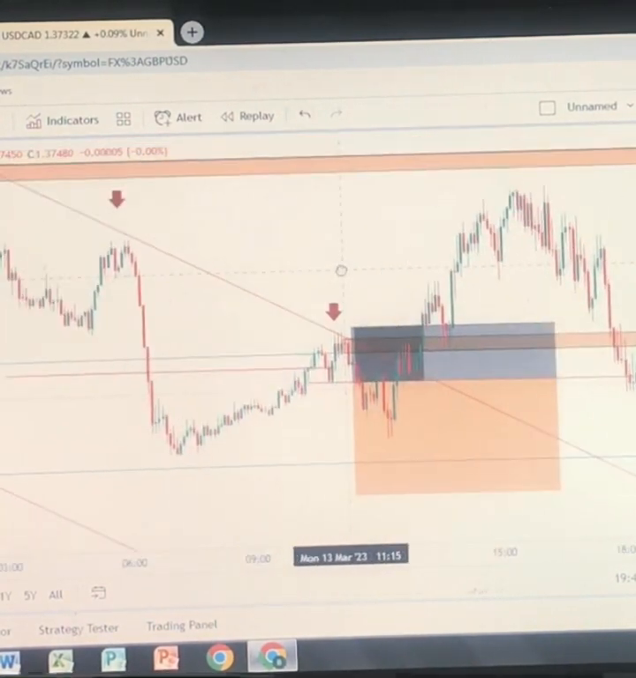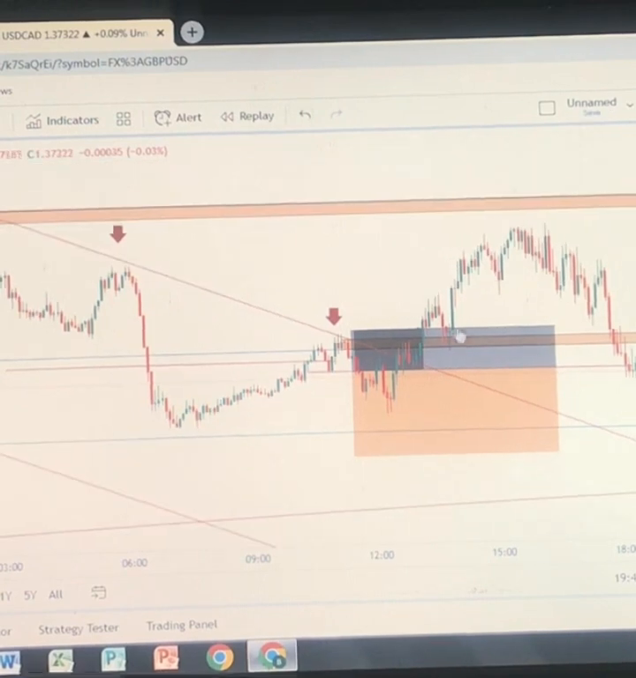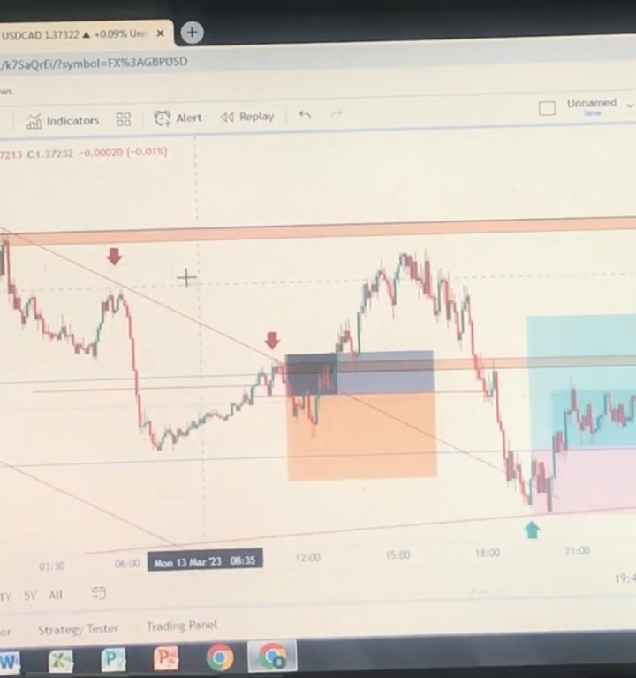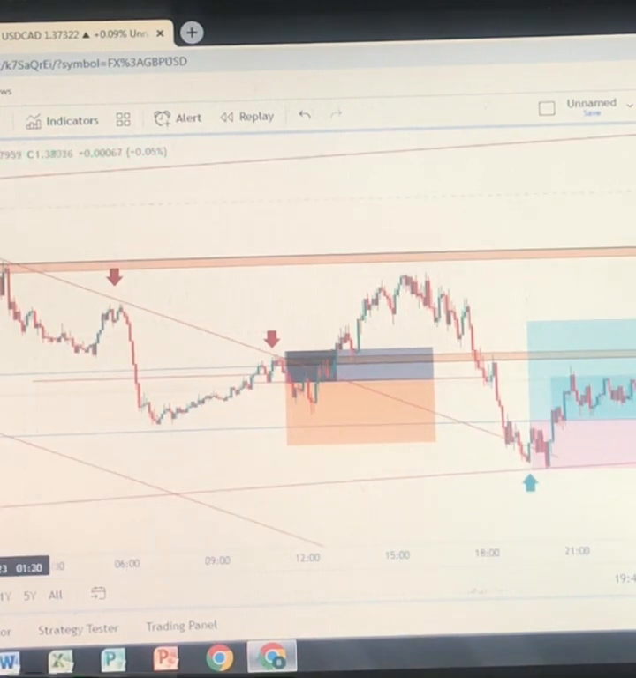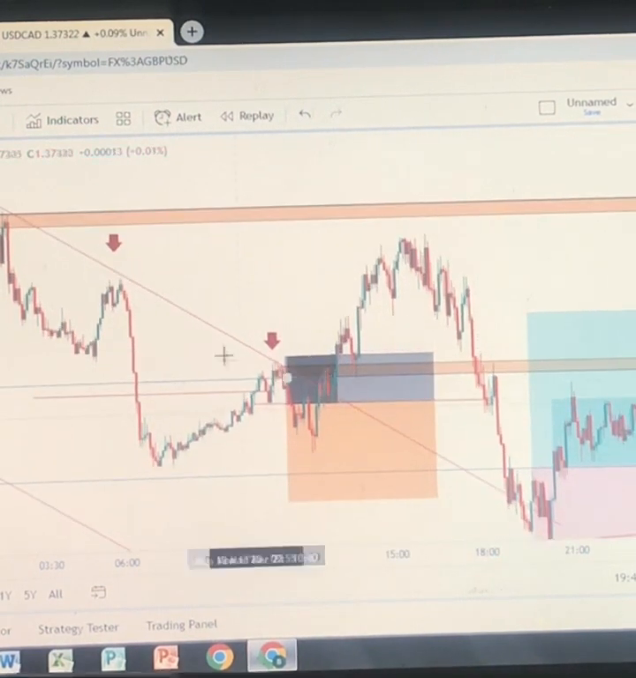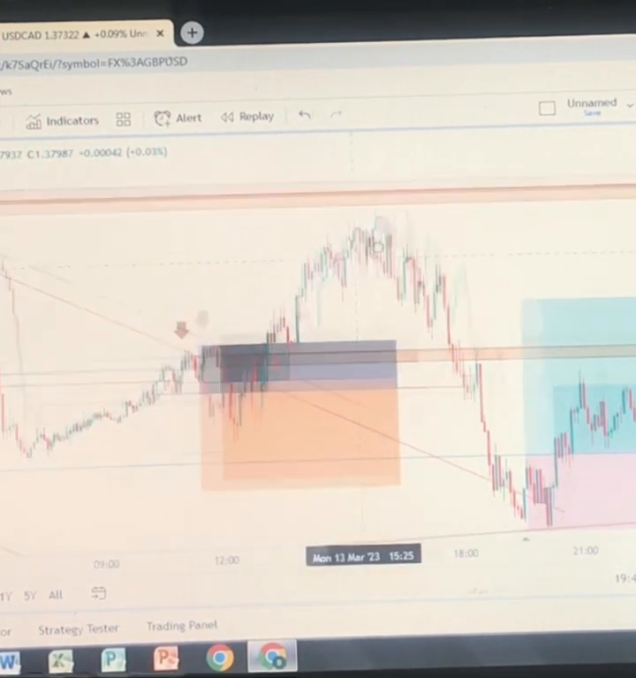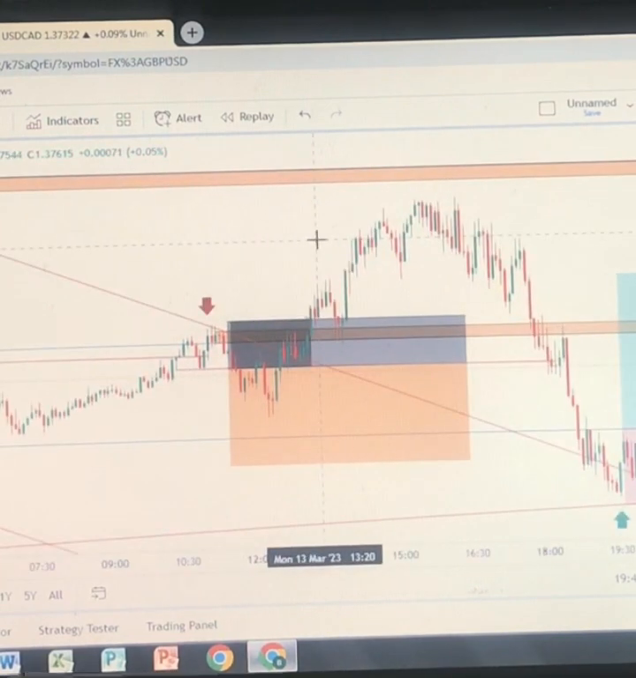As we can see here, let me just zoom that. As we can see, we had our first touch, second touch, and then on the third touch I came here on the 5-minute time frame to execute my trade. Let me show you how I executed this trade.